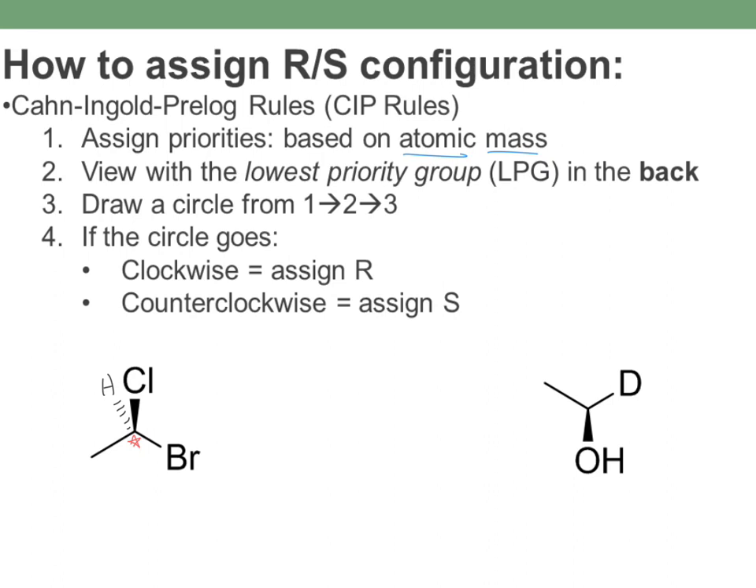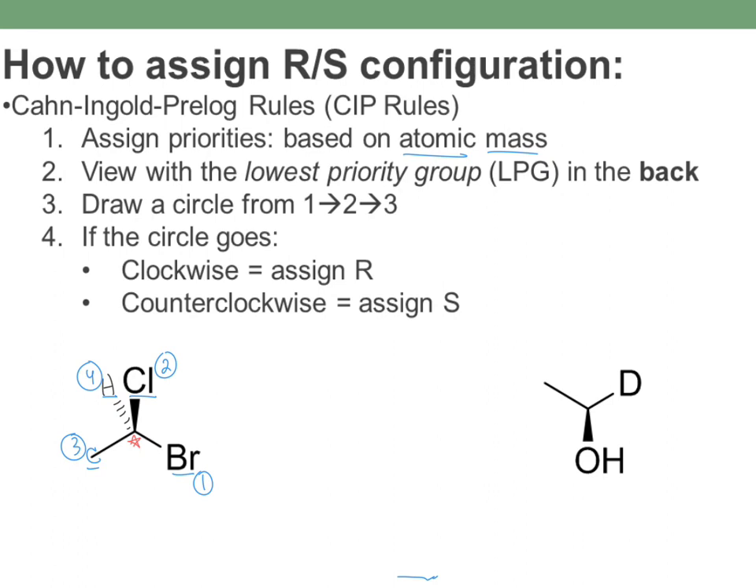So then I need to assign my priorities based on atomic mass, right? So I have a hydrogen that I'm comparing versus right here I have a carbon versus here I have a bromine versus here I have a chlorine, right? That's all. It's those atoms that I'm comparing to one another. And so the heaviest one gets the highest priority. So my heaviest atom here is bromine. My second heaviest atom is chlorine. My third heaviest atom is carbon. And my lightest is hydrogen.